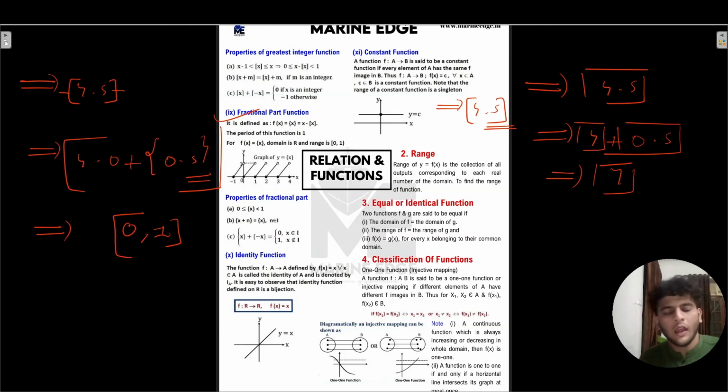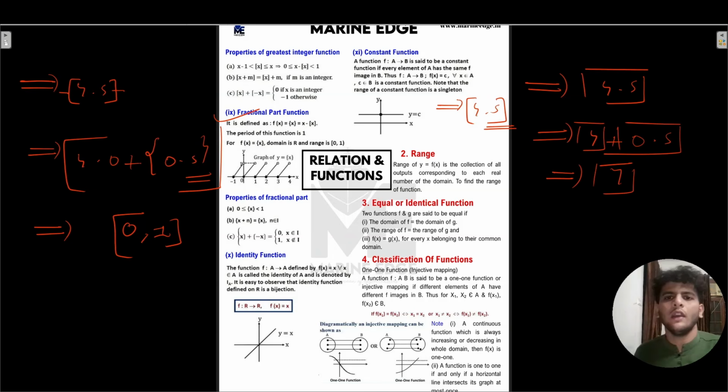Identity function, that is, if a function is defined from A to A, defined by f(x) equals x for all x belonging to A, then the identity function on A is denoted by I_A. It is easy to observe that the identity function is defined by this.